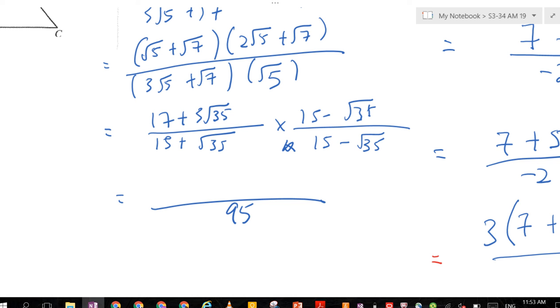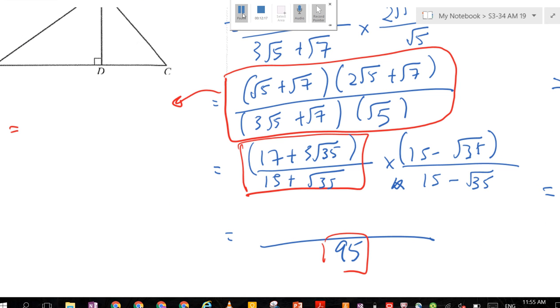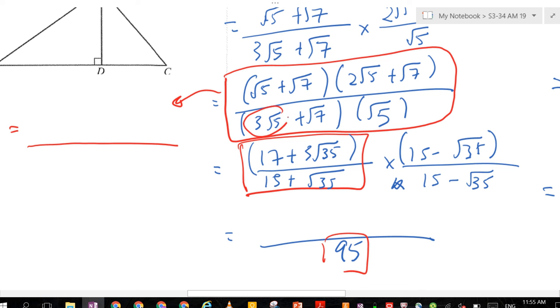Okay, but then the top, no choice, you have to do the expansion, right? So you just expand accordingly. Do you get 95? You really have to press in your calculator. Let's start with the denominator because it's easier. 3 root 5 times root 5, do you see is 15? Then root 7 times root 5 is root 35. So bottom is correct. No dispute.